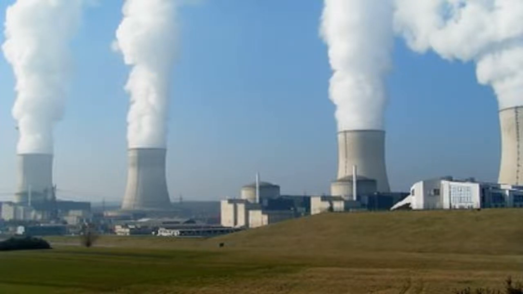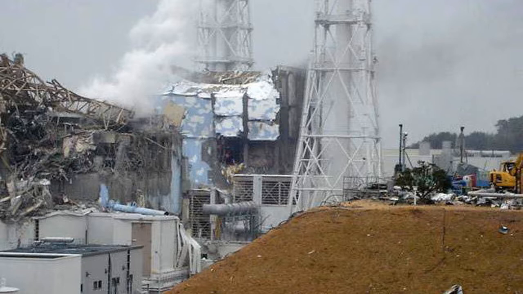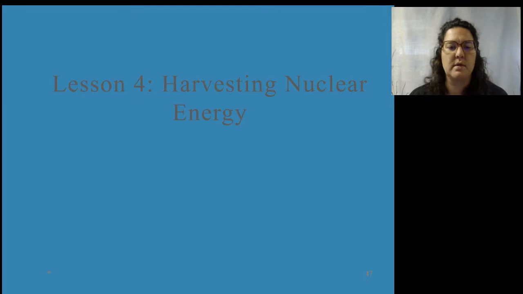Nuclear power plants can provide a large amount of energy with a small amount of fuel, but they're good until they're not, which makes most people nervous. Today's lesson is on another type of non-renewable energy, harvesting nuclear energy.